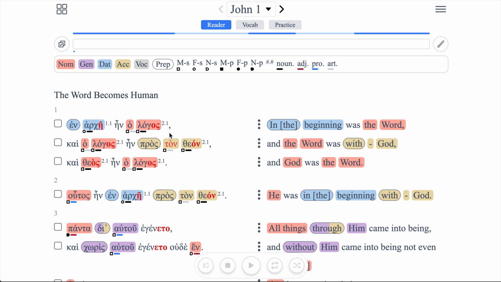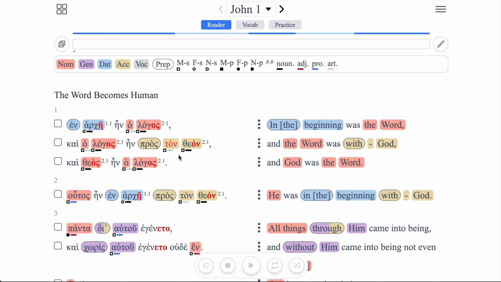Because logos has o in front of it, we know that logos is singular, nominative, and masculine. Because theon has ton in front of it, we know that theon is singular, accusative, and masculine. The article, when present, tells you right away how the noun is functioning in the sentence.